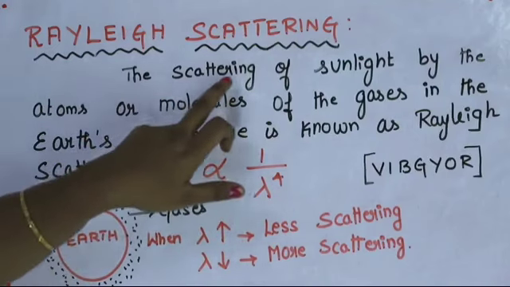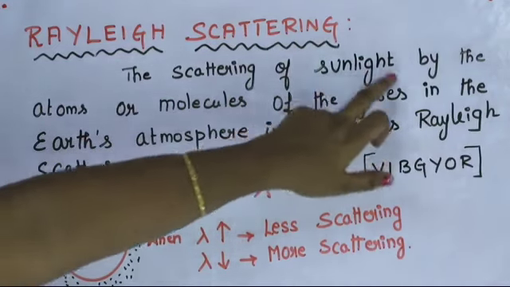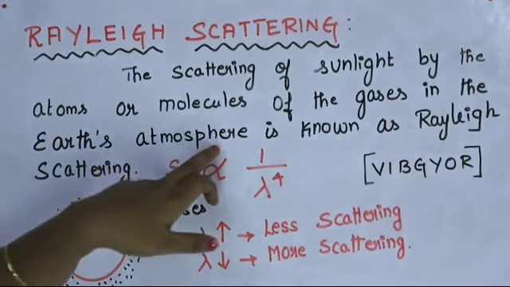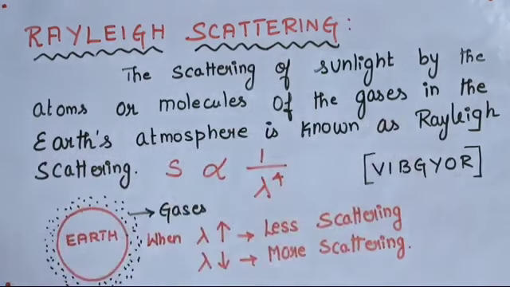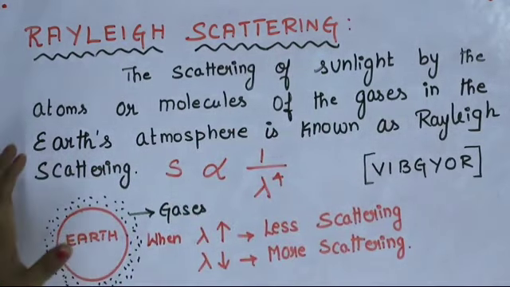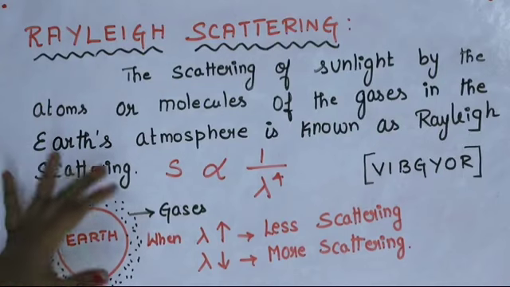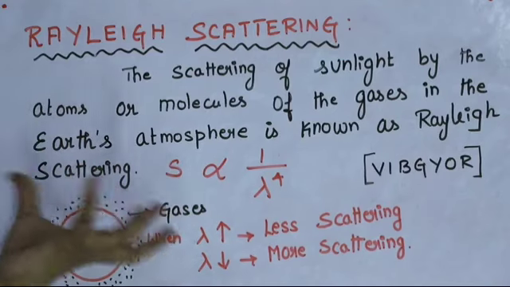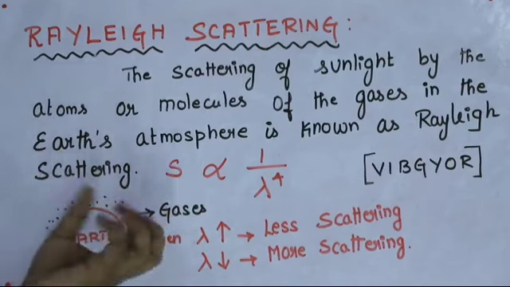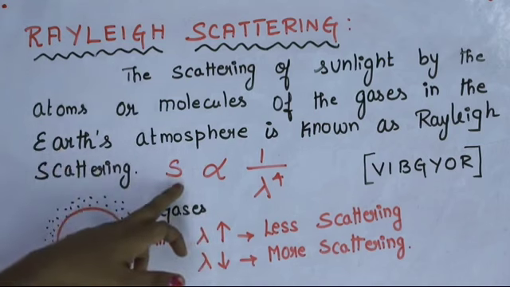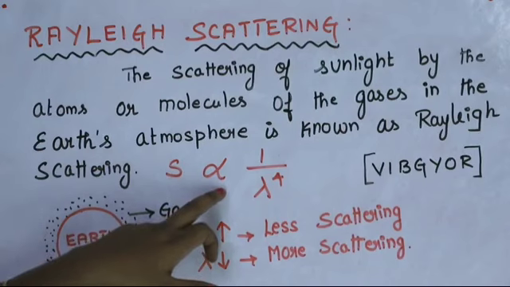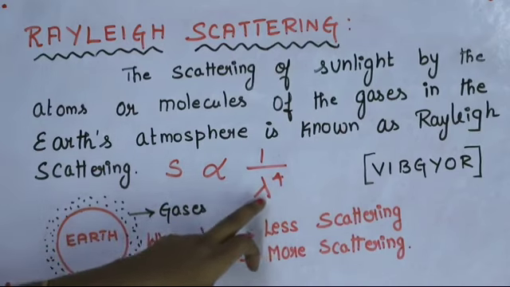Rayleigh's scattering law states that the amount of scattering of light is inversely proportional to the fourth power of its wavelength. Amount of scattering, yes, that is by surfaces, outer surfaces or gases. So S means the amount of scattering, inversely proportional to 1 by lambda power 4.